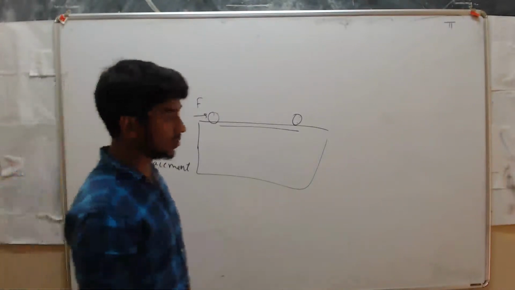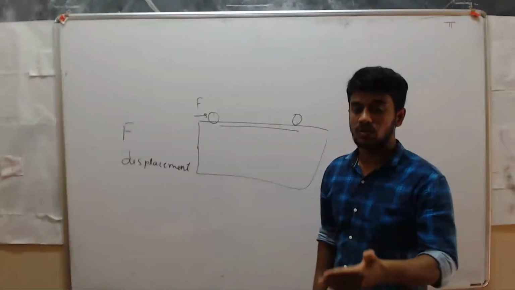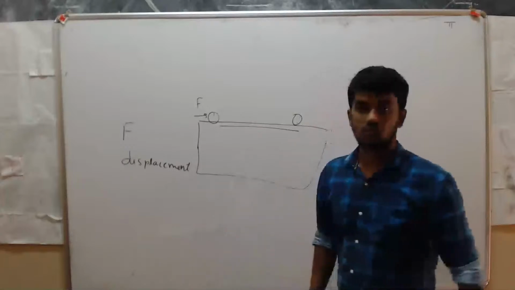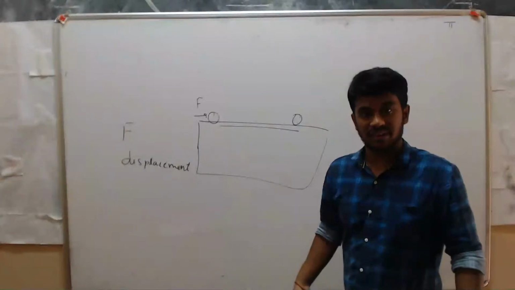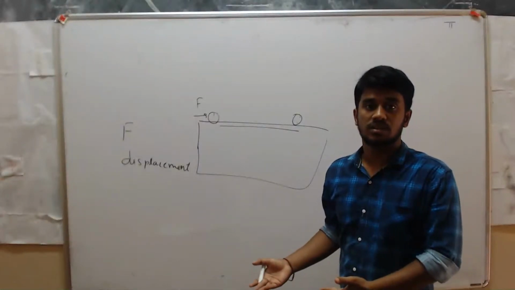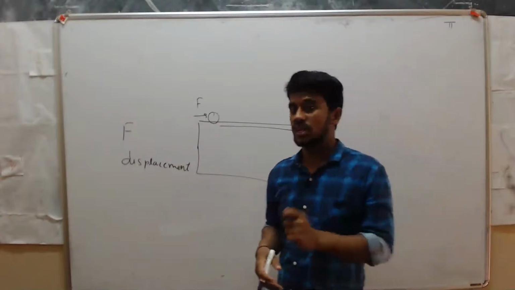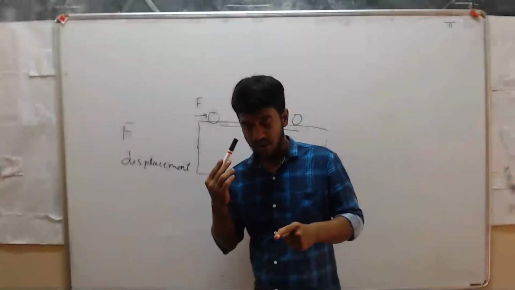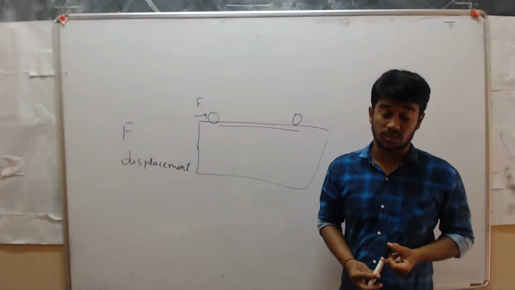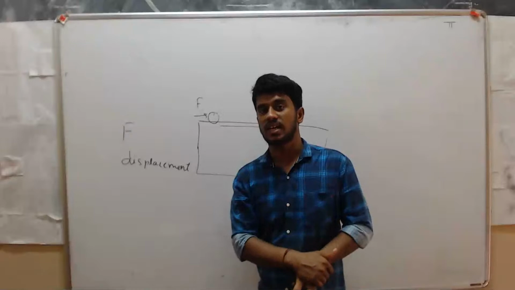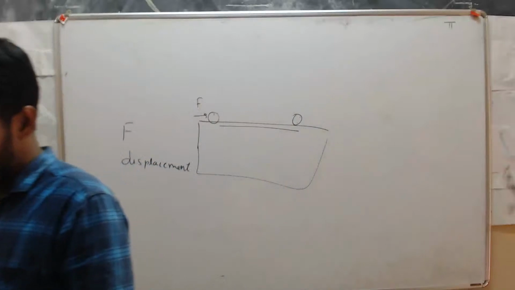See, if you are pulling this wall from morning 10 o'clock to evening 4 o'clock, and that wall doesn't displace its position, then we can say that work is not done. So if you want to say work is done in science, you have to apply a force on an object, then that object should cover some displacement or displace its position. So then only we can say that work is done.